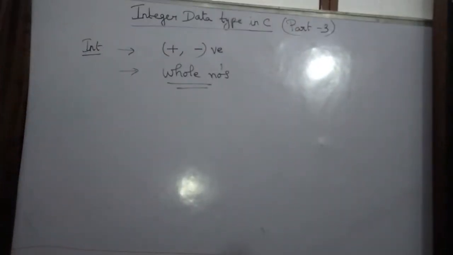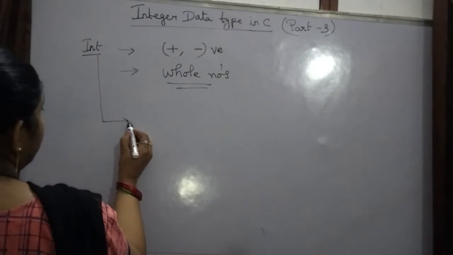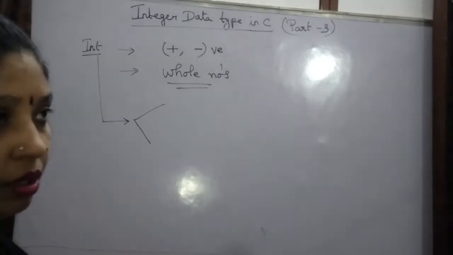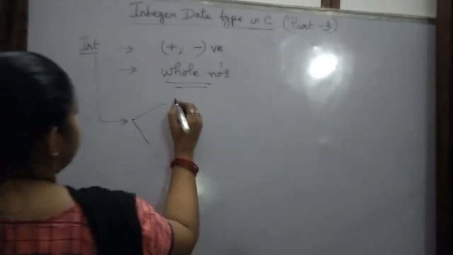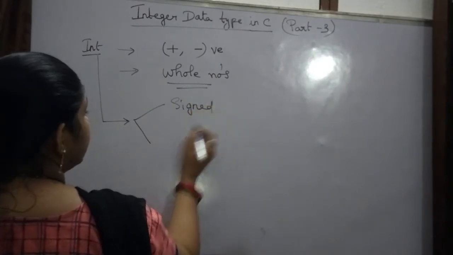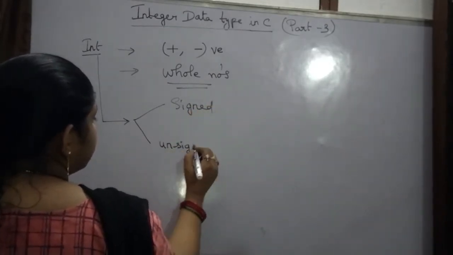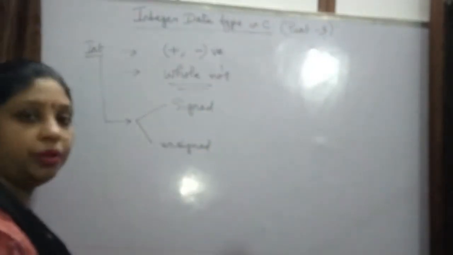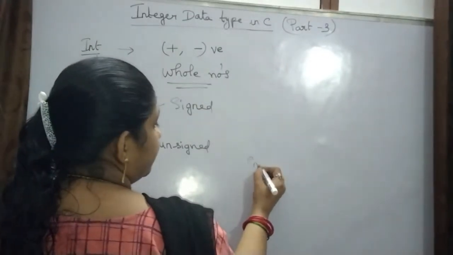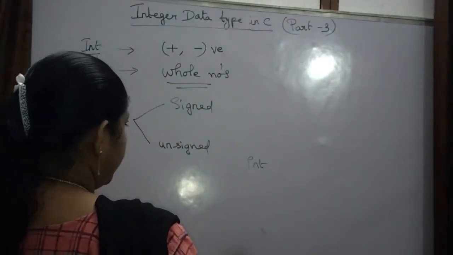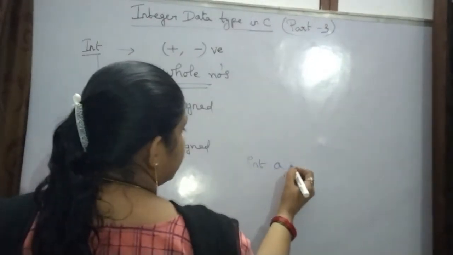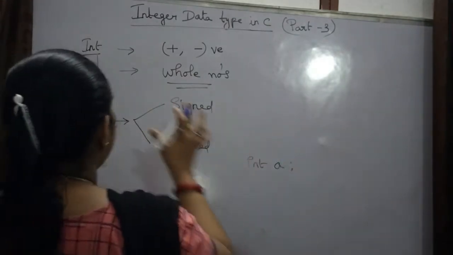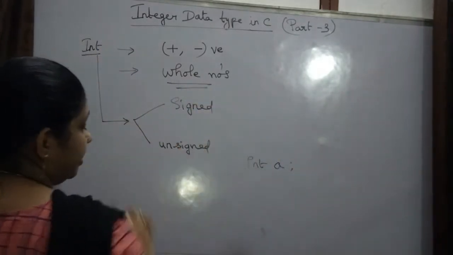Now under integer you have two types of classification: one is signed and the next is unsigned. When you are declaring a variable like this, what is the meaning of it? I said that under integer you have signed and unsigned.